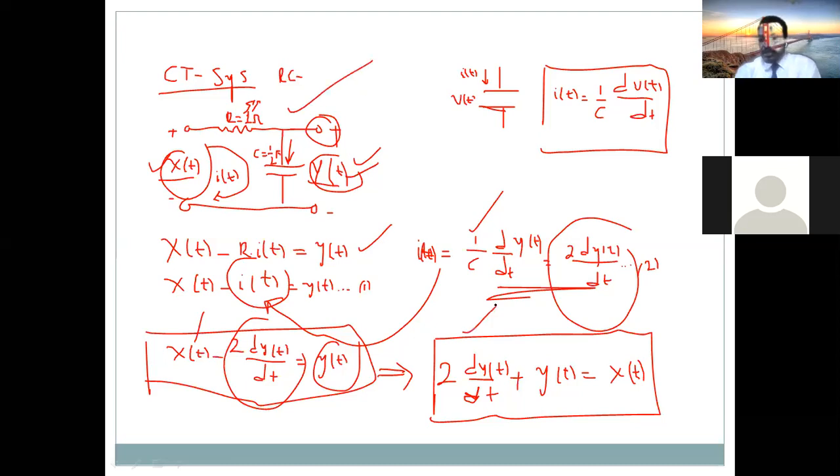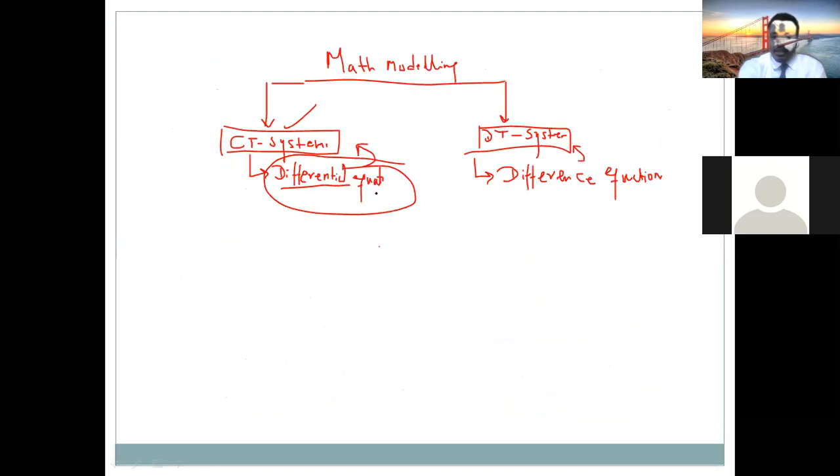So what do you understand? For continuous time systems, if you write the system equation, it will be a differential equation. Now, how about discrete time systems? Let me show you one example here.